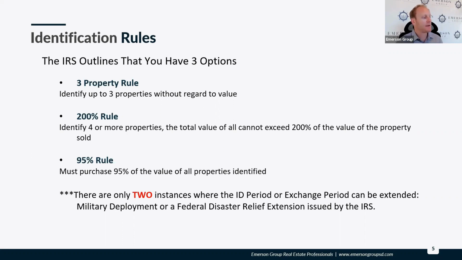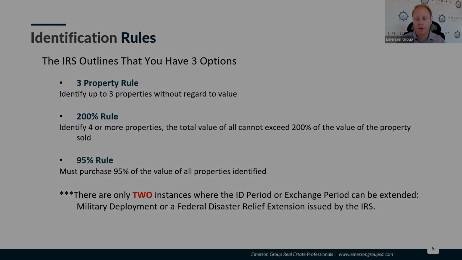So for this other example, 95% rule, must purchase 95% value of all properties identified. This typically is for much larger assets, not a rule that I'm going to cover unless you have specific questions about it. We can definitely cover that on a separate call. Outside of that, the main rules you want to understand is 3 property rule and 200% rule.